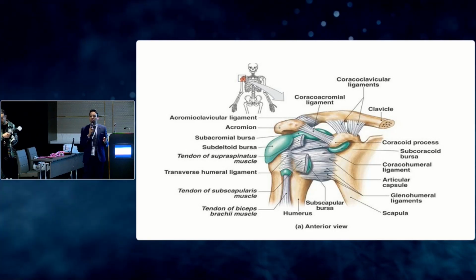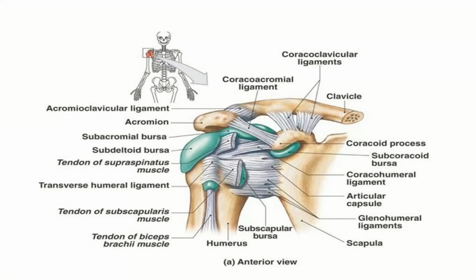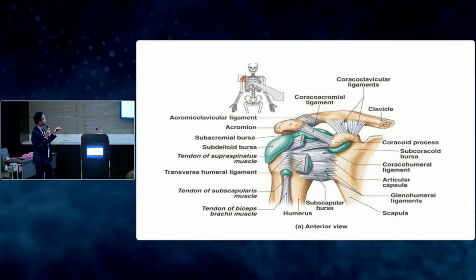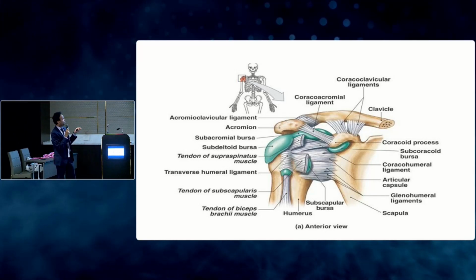It's not only about the joints, the bones, and the tendons; it's a lot of complicated structure. We'll see a lot of ligaments, but one of the ligaments that we can scan is the coracoacromial ligament between the coracoid and the acromion.